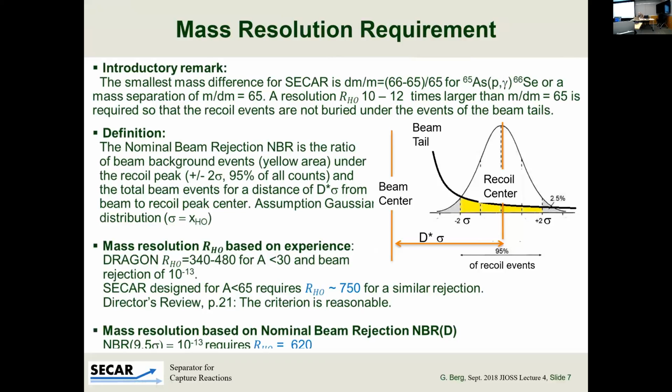So that would require, since we go to masses double the size, DRAGON was designed only for masses about 30, but we want 60, we need roughly double of that. That was the number of 750, and that was considered in the reviews as a reasonable criterion to go ahead with the system here. But the nominal beam rejection I also used for optimizing and designing the system.